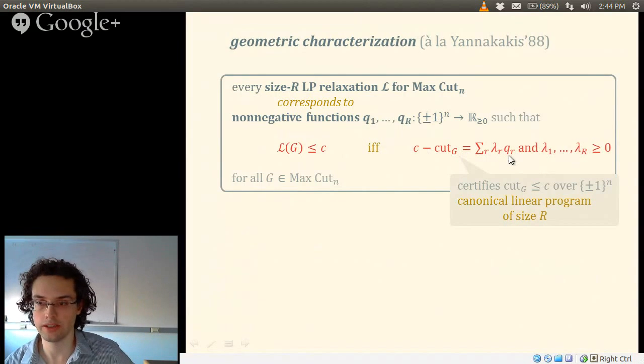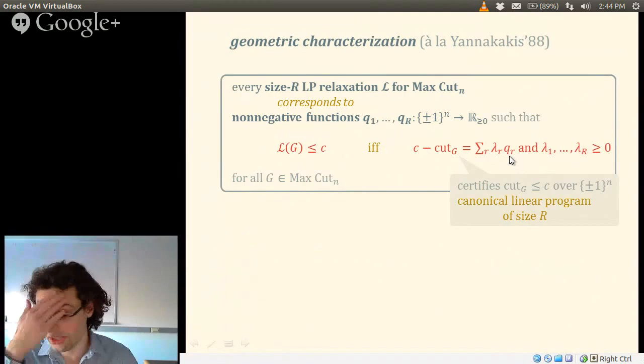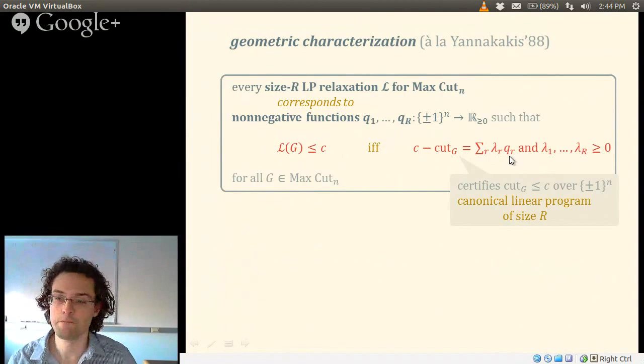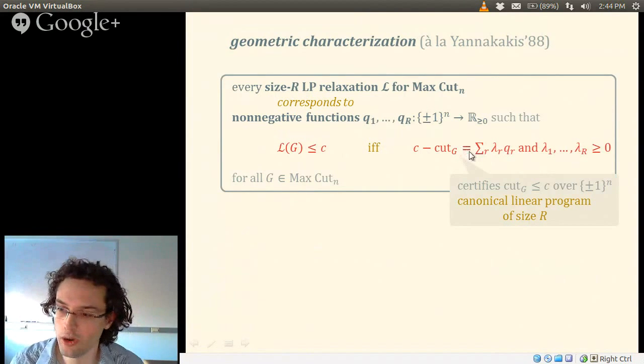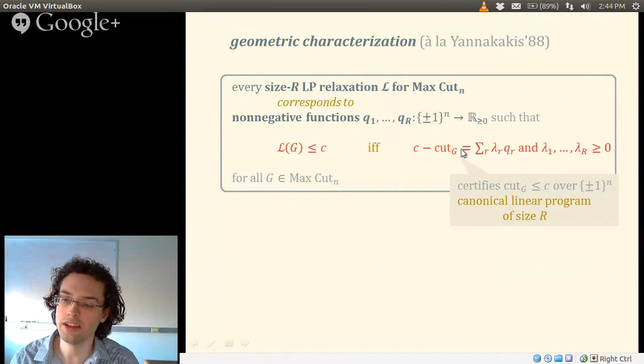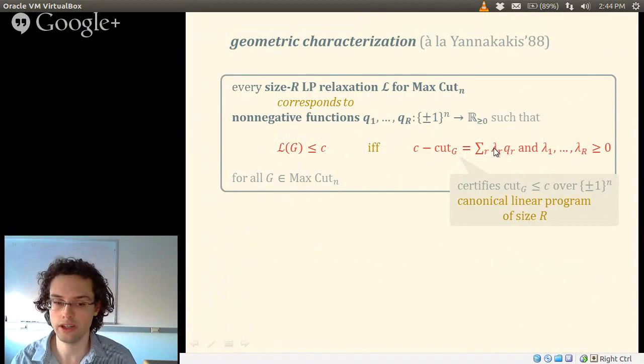There's one subtle point. If you look at this equality, this is really an equality between functions on 2 to the n points. So you would think that now we are in exponential dimension, but this turns out not to be a problem. For generic reasons, you can reduce the dimension to something polynomial in R. There's some general philosophy that in optimization, equalities are very easy, but inequalities are hard.